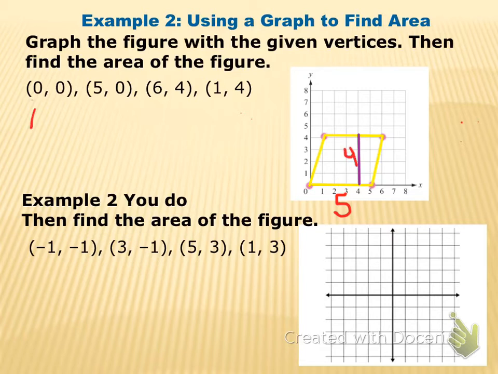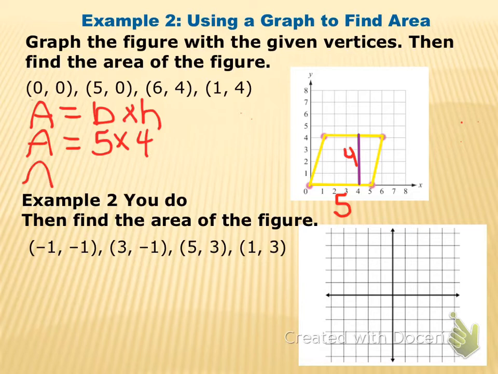So to find the area of a parallelogram, remember, it's going to be the same. It's the base times the height. In this case, again, it's going to be 5 times 4, which is going to give us an area of 20 units. Now go ahead and pause the video and try the next one on your own.